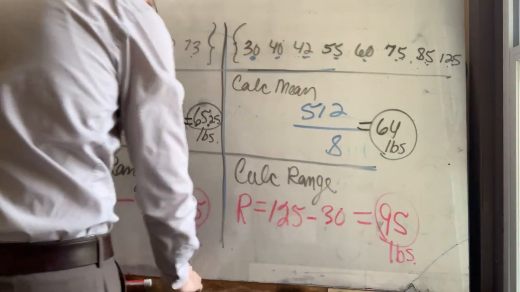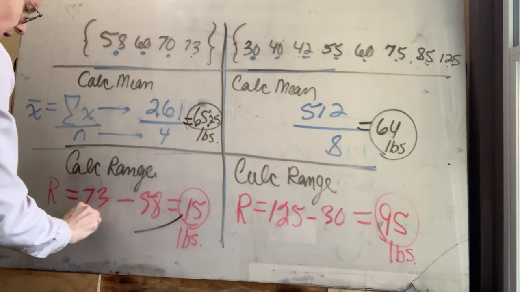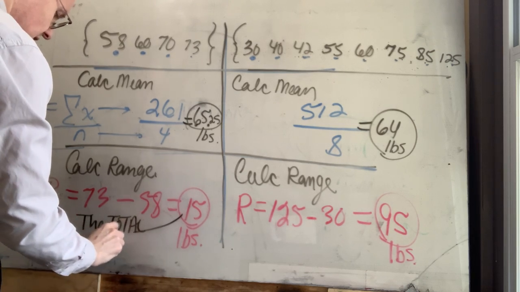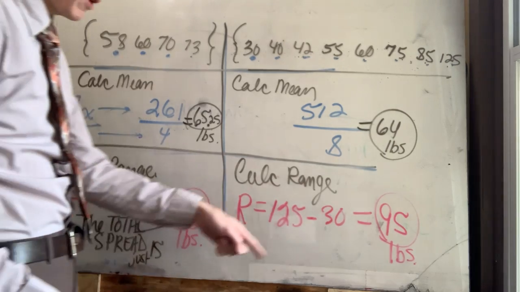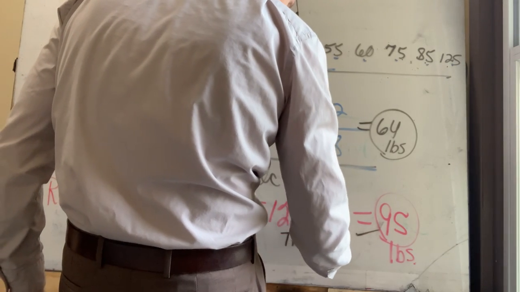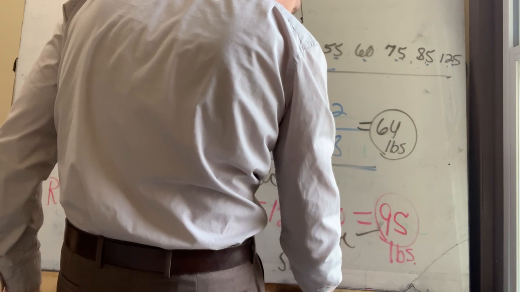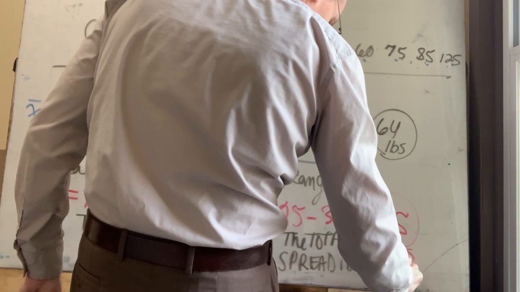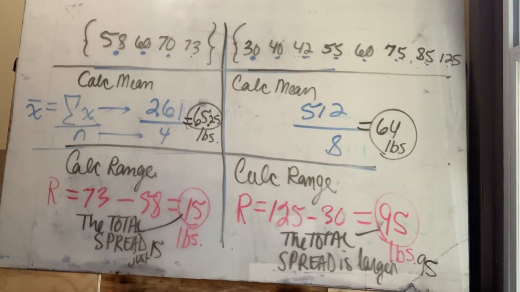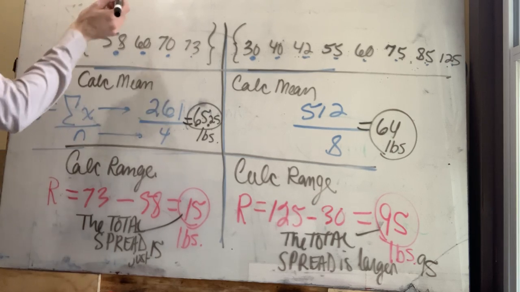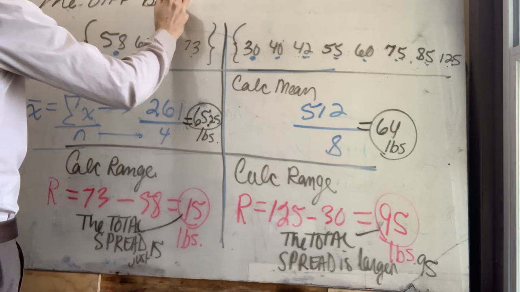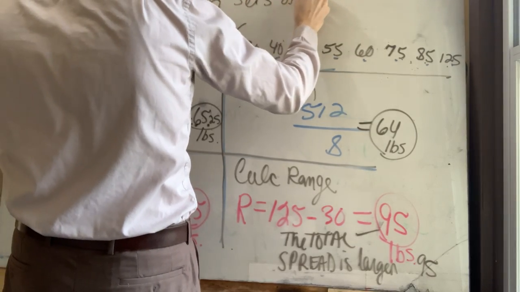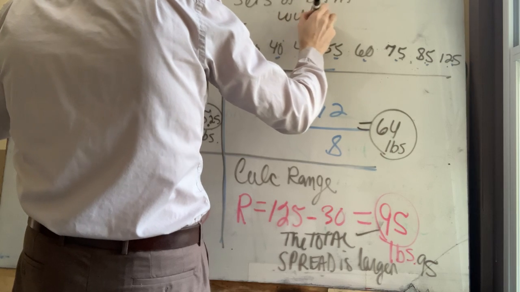Right, now, what does this mean? Well, this means that the total spread from one extreme to the other is just 15. Whereas in this case, the total spread is larger. It's 95. This illustrates that there's a difference between sets of data with similar means. The difference between sets of data with similar mean.